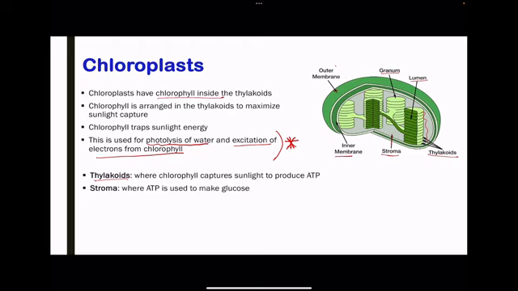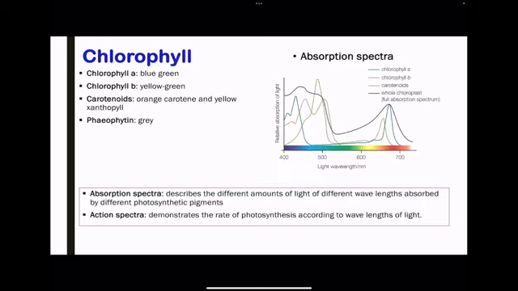You remember we'll talk about later the light-dependent and light-independent reactions. Those light-independent reactions that lead to the formation of glucose take place in the stroma, while the light-dependent reactions take place in the thylakoids as well as the lamellae. Before we go any further, we need to focus on chlorophyll.